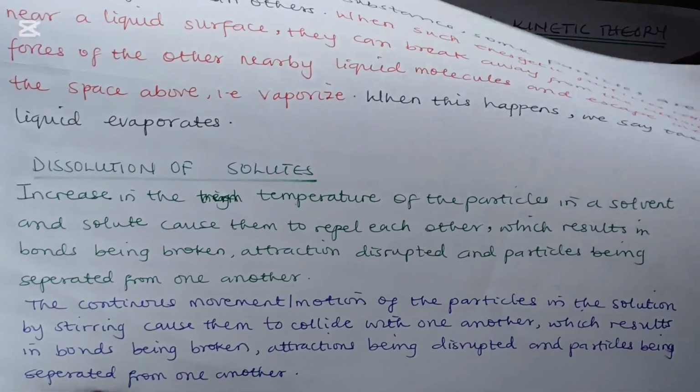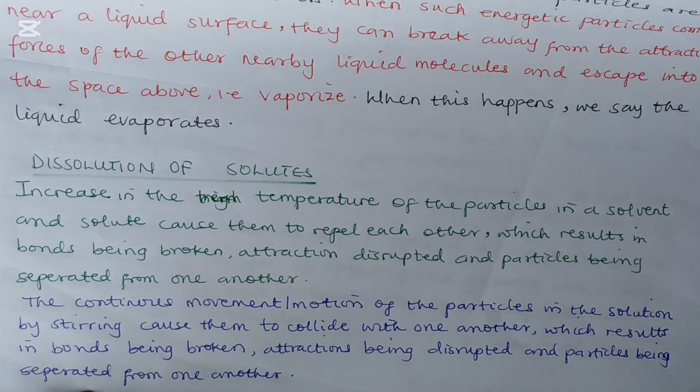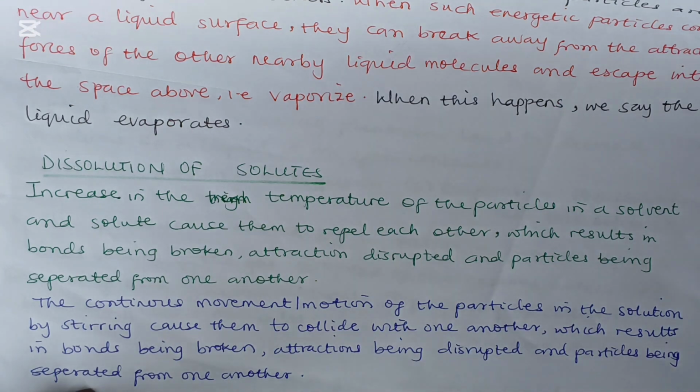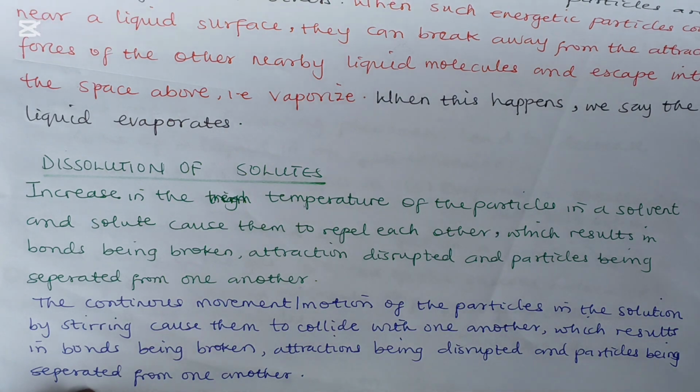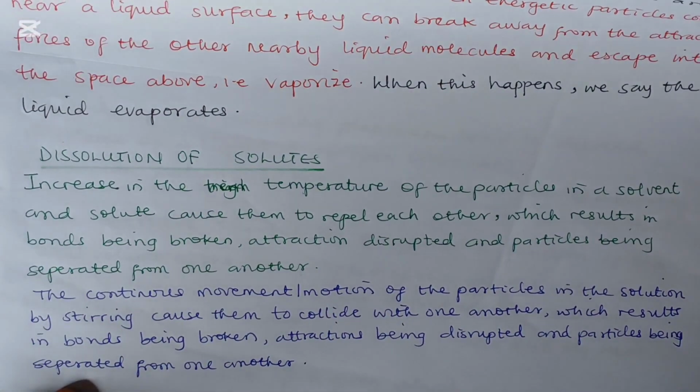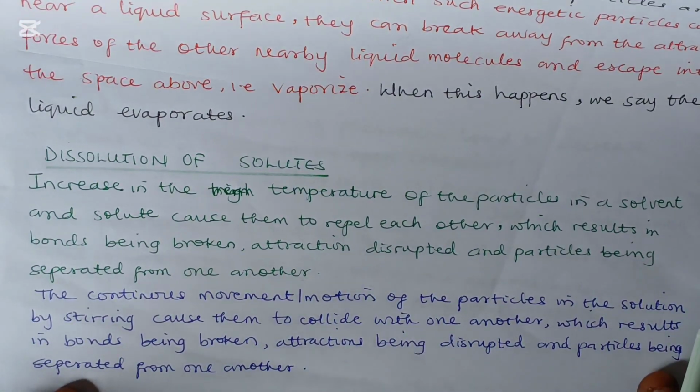But assuming you just add a solute to a solvent, like salt and water together, and there is no increase in temperature, the dissolution will be very slow. It will be slow if there is no stirring or increase in temperature. But as the temperature increases or stirring occurs, the particles of solute and solvent begin to separate from themselves, and the continuous motion of the particles in the solution by stirring causes these particles to collide with themselves. By the time they collide with themselves, this results in bonds being broken.